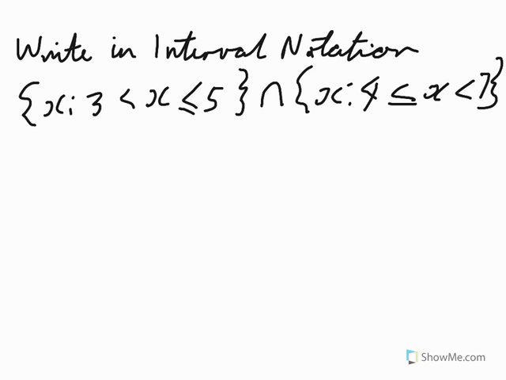Okay, so intersection, we're looking at the overlap. So we need to think about where the overlap is. Well, when we're looking at the first set, 3 is our lowest, and in the next one, 4 is our lowest. So if we're looking at the overlap here, it's going to start at 4. Then when we move to our upper end, we've got less than or equal to 5 and less than 7 there. So the lowest end of that is 5.